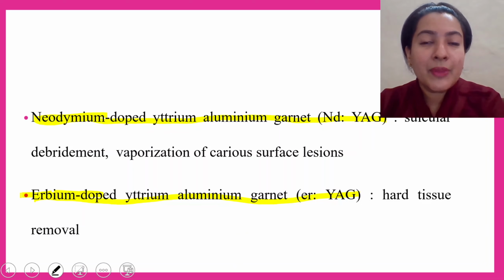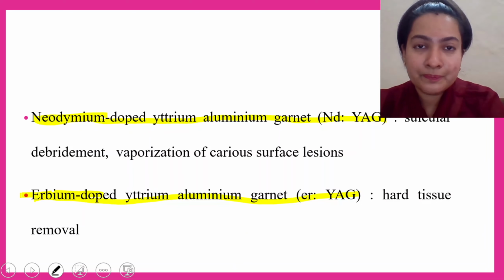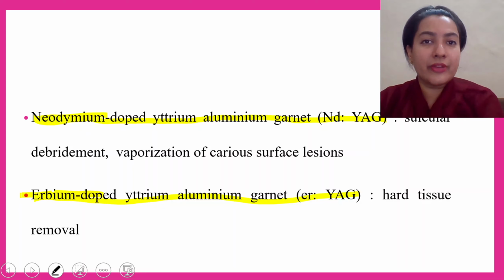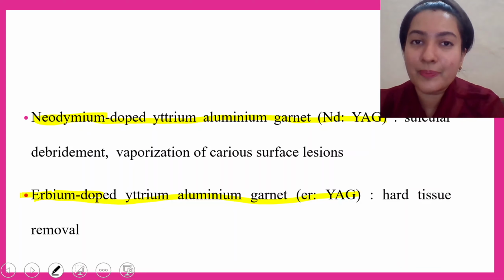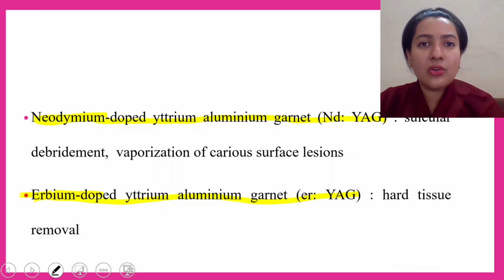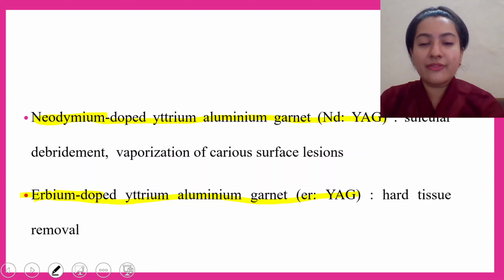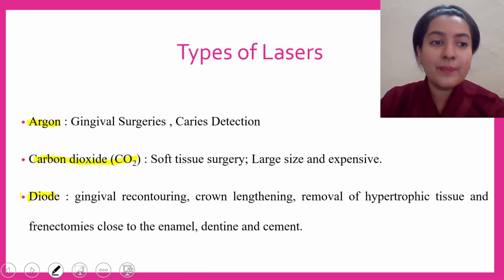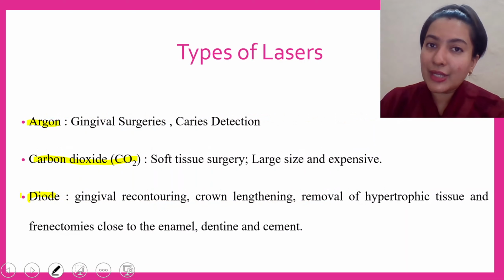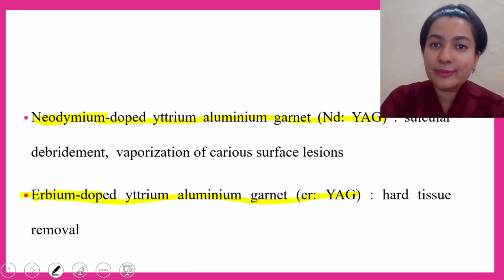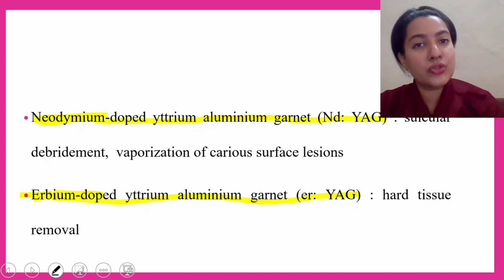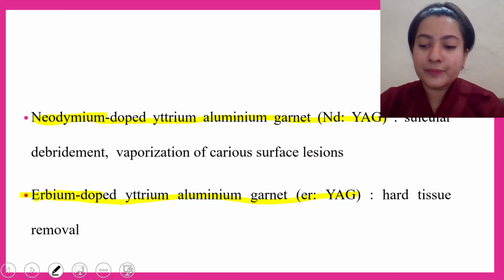If you see, the lasers which we had earlier were all soft tissue lasers. With the introduction of erbium lasers, it proved to be revolutionary because it was a hard tissue laser. Just for your knowledge, the most commonly used lasers are neodymium and erbium doped lasers. So there are 5 types of lasers which you should know: argon, carbon dioxide, diode, and of course neodymium and erbium, and these two are the most commonly used lasers.